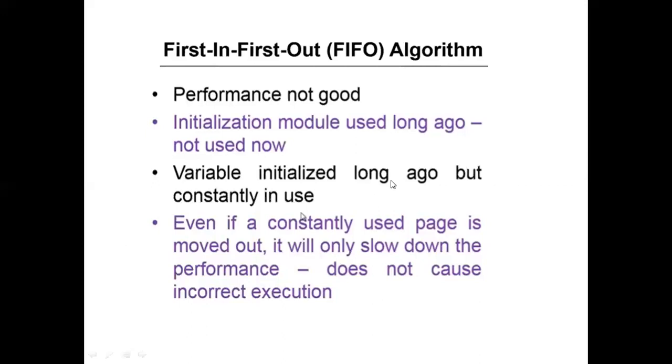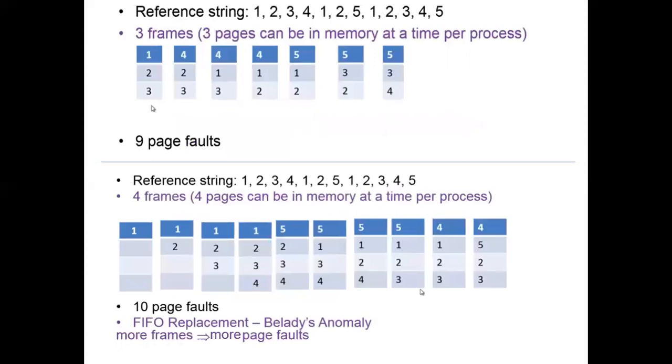Variable initialization long ago, but constantly in use. Even if a constantly used page is moved out, it only slows down the performance, it does not cause incorrect execution. It does not mean that the more page faults there are, the more it will cause execution to go incorrectly. No, execution will happen, but it will happen in a slow way because you're looking up to the disk every now and then. So which is a better option compared to this page replacement?